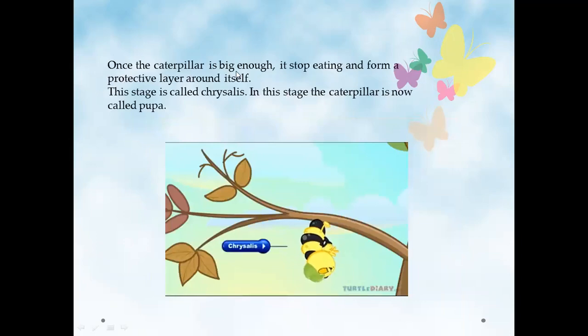Once the caterpillar is big enough, it stops eating and forms a protective layer around itself. Look at this picture now. See again what happened. When the caterpillar is big enough, it stops eating and forms a protective layer around itself. This stage is called chrysalis, and in this stage, the caterpillar is now called pupa. Understood?